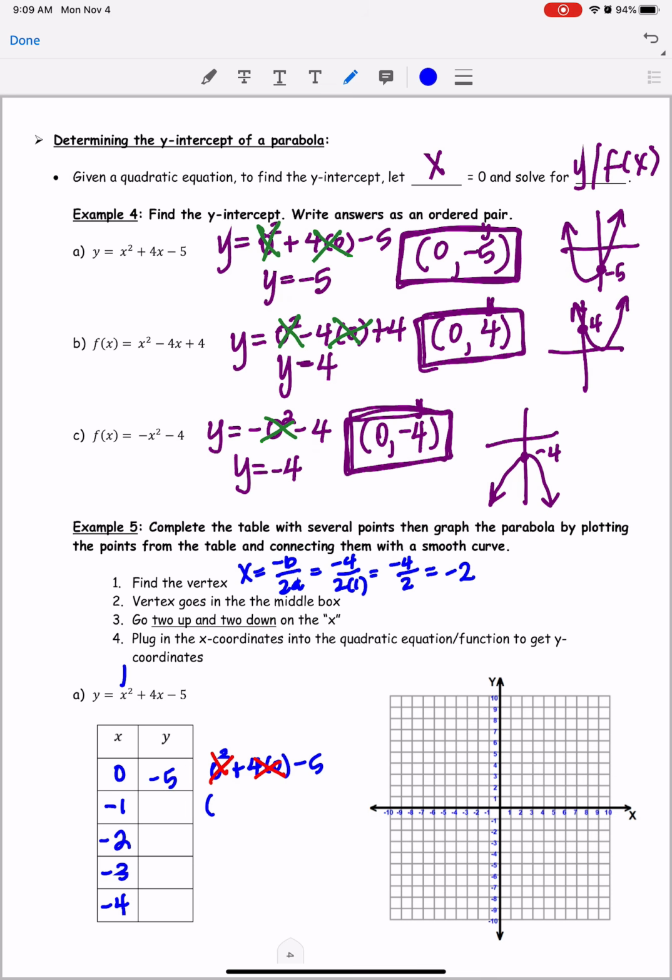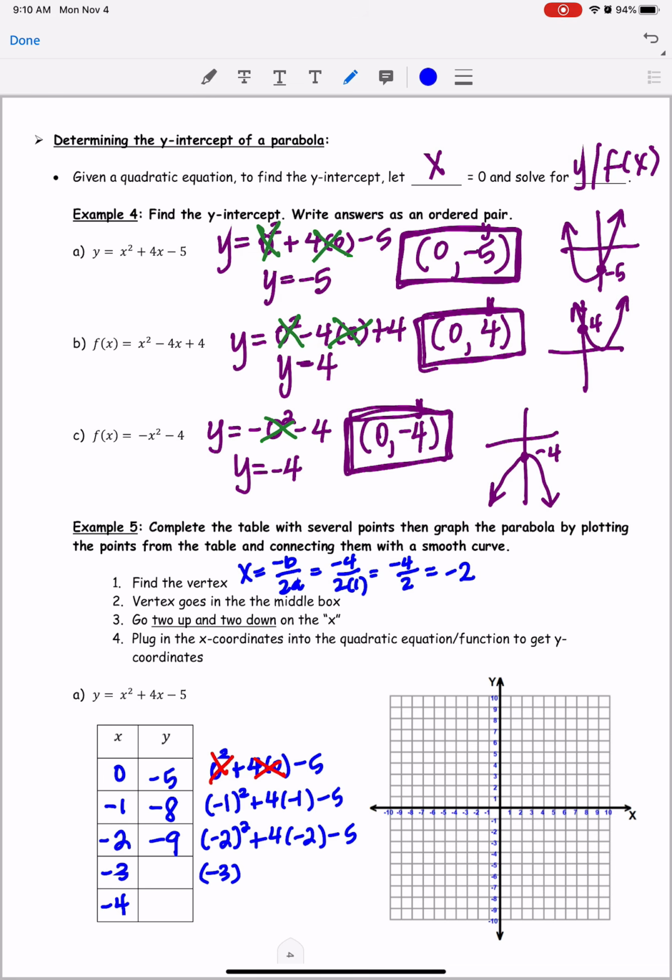So this one, we're putting in negative 1 into both of these x's. So I get negative 1 squared plus 4 times negative 1 minus 5. This is calculator work. Put that in your calculator with the parentheses, and we will get negative 8. Do the same thing with your negative 2. Negative 2 squared plus 4 times negative 2 minus 5. We're going to get negative 9.